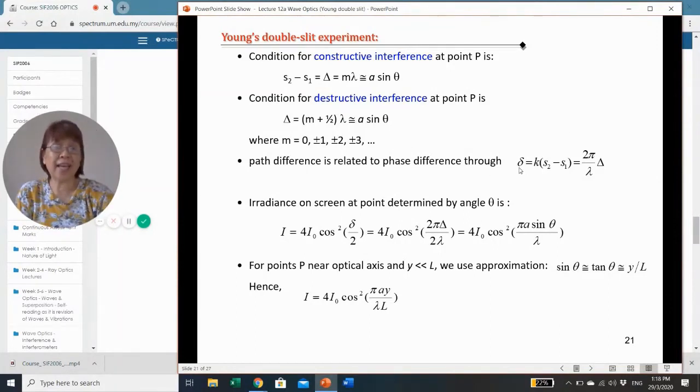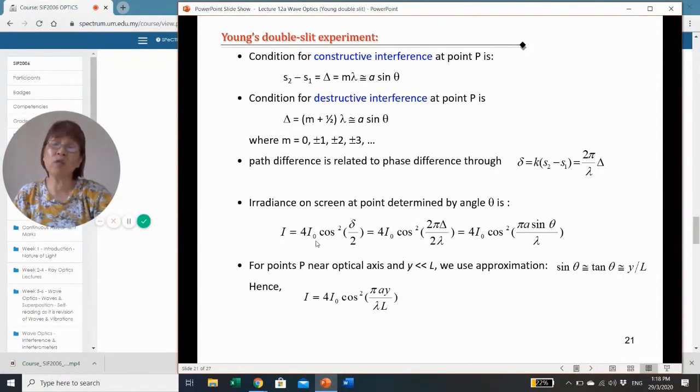So in that case, the path difference is correlated to the phase difference delta, and they are related through a 2 pi over lambda factor. Earlier on, we derived that because we are splitting equally the two slits, sampling part of the wavefront, the sources S1 and S2 would have the same irradiance, so we can use this expression.